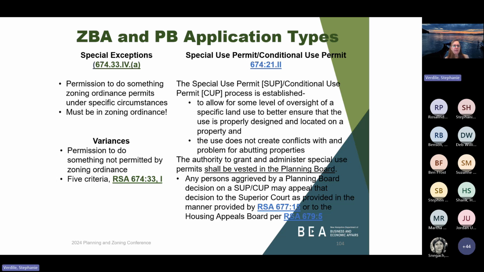And any person that is aggrieved by the planning board decision for a special use permit or a conditional use permit may appeal that to the Superior Court as provided in 677:15, or to the Housing Appeals Board. Special use permits and conditional use permits are also types of applications that the Housing Appeals Board has authority to review.